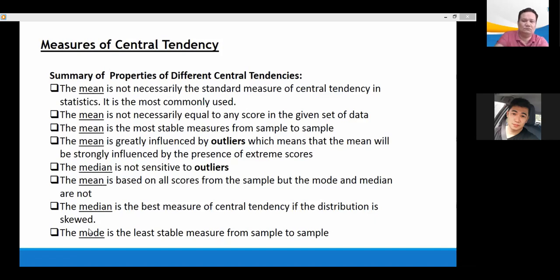The mean is based on all scores from a sample, but the mode and median are not. The median is the best measure of central tendency if the distribution is skewed. The mode is the least stable measure from sample to sample.